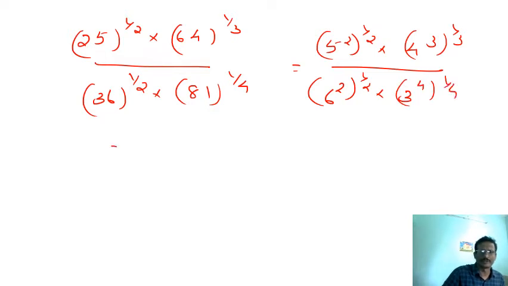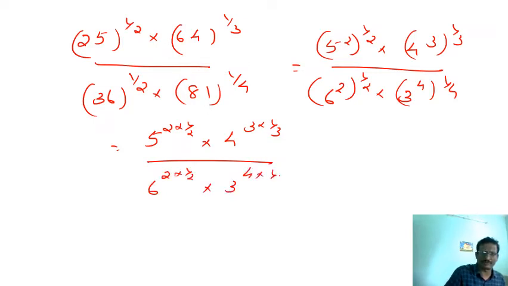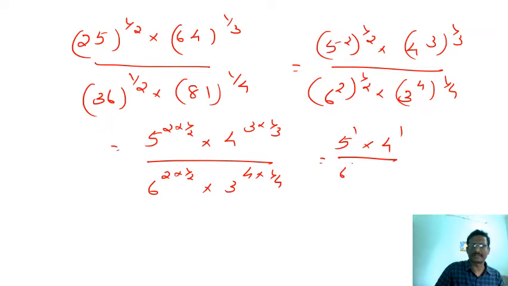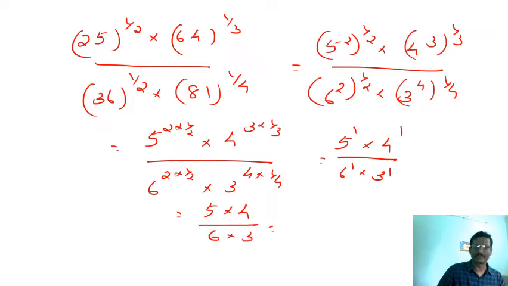So 5 raised to 2 into 1 by 2 into 4 raised to 3 into 1 by 3 divided by 6 raised to 2 into 1 by 2 into 3 raised to 4 into 1 by 4. So the answer is 5 raised to 1 into 4 raised to 1 divided by 6 raised to 1 into 3 raised to 1. So 5 into 4 by 6 into 3. So 20 by 18 or 10 by 9. This is the answer.